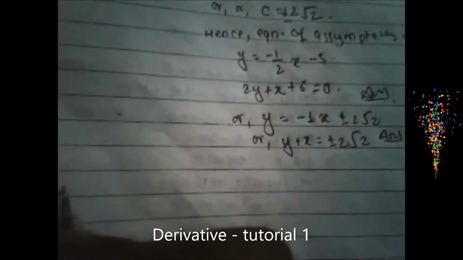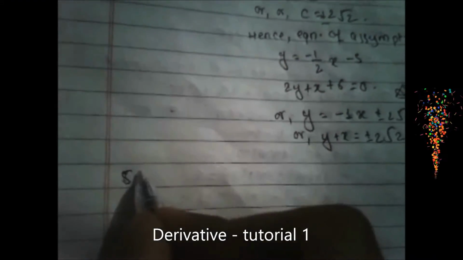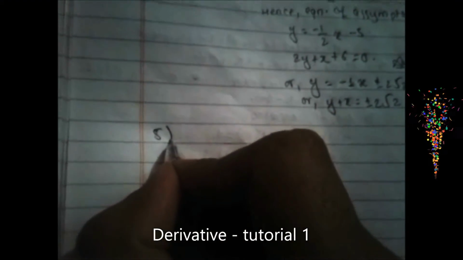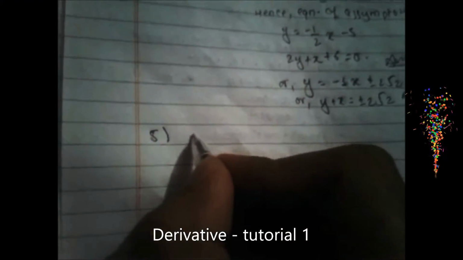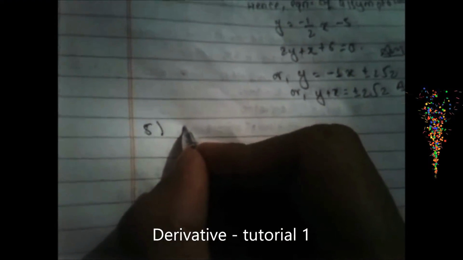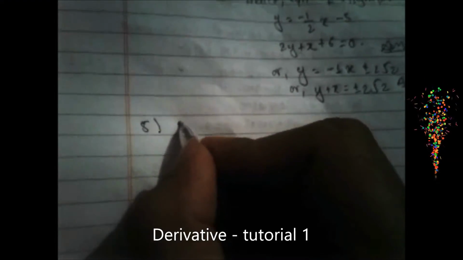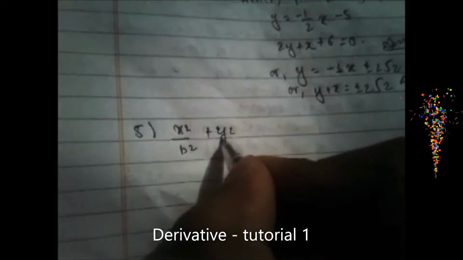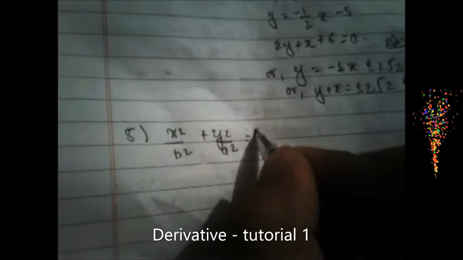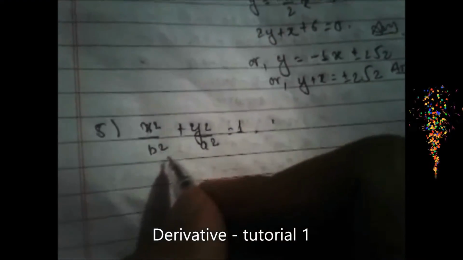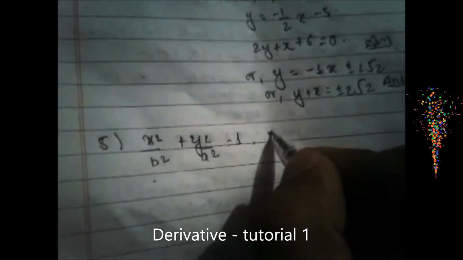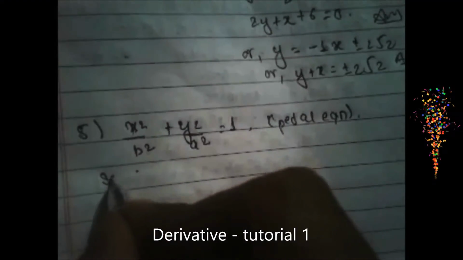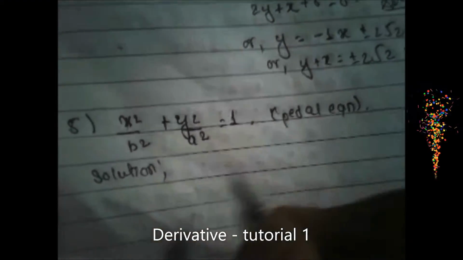Now we are going to move to question number 5, which is from the pedal equation chapter. I have forgotten the actual name of the chapter. This question is asked in the 74th Chaitra, and it asks to find the pedal equation of the curve. How are we going to do this solution?